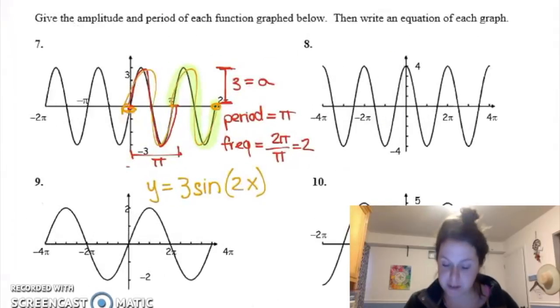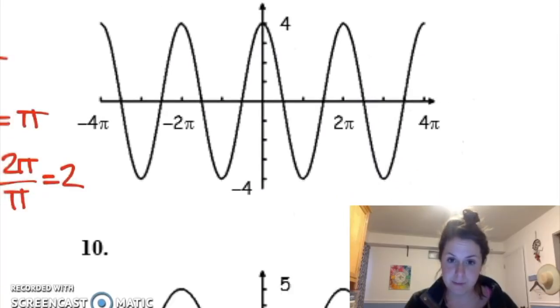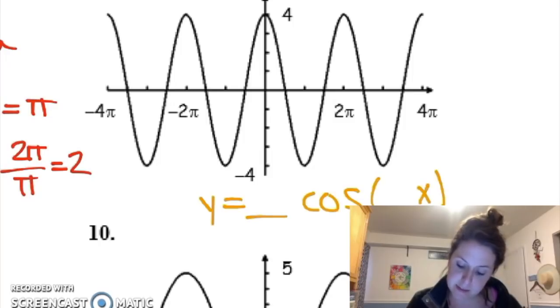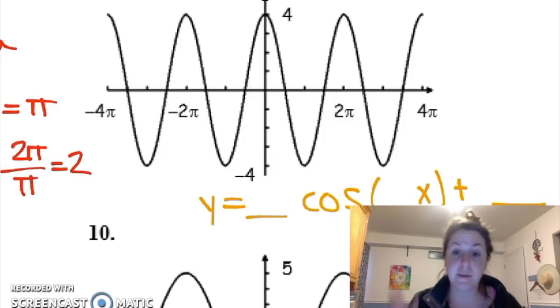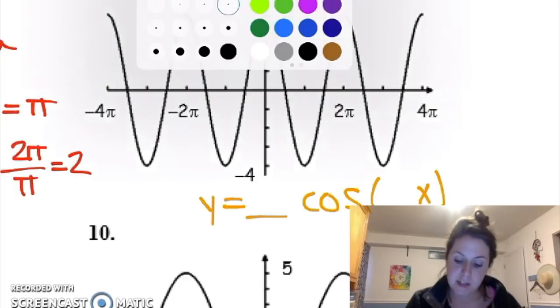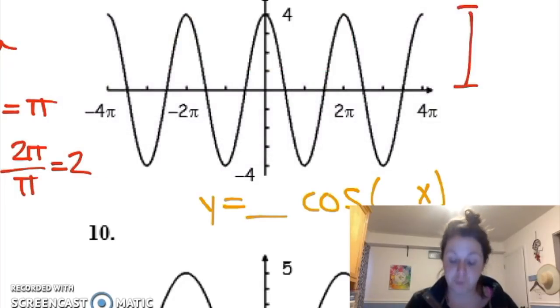All right, let's try another one of these. So let's look at this one. So first of all, I see this is a cosine curve. So y equals blank cos blank x, and then plus blank, right? We've talked about doing that. In this case, the midline is 0, so you don't need the plus at the end. Now, your amplitude from the middle to the top is 4. So amplitude is 4.